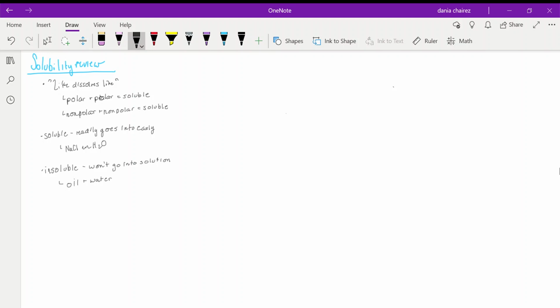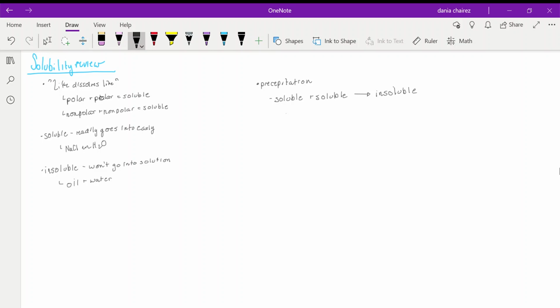So then, because of this, with solubility there comes this thing known as precipitation, which is essentially you have a soluble substance plus a soluble substance will give you something insoluble. The insoluble thing is your precipitate.